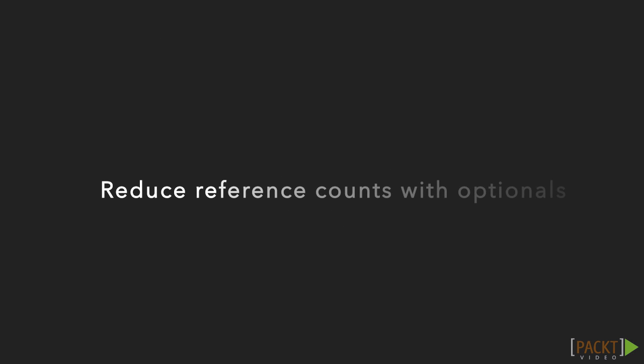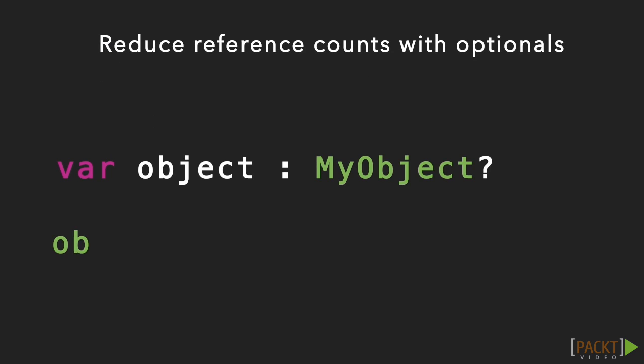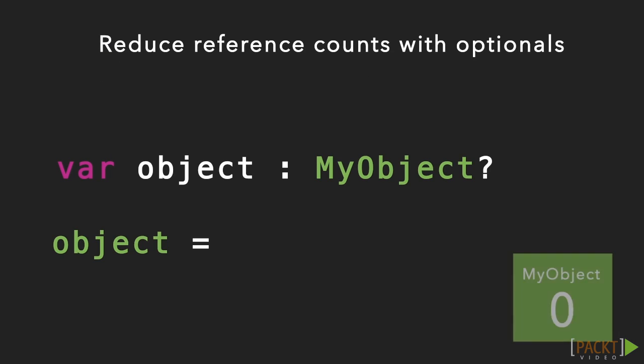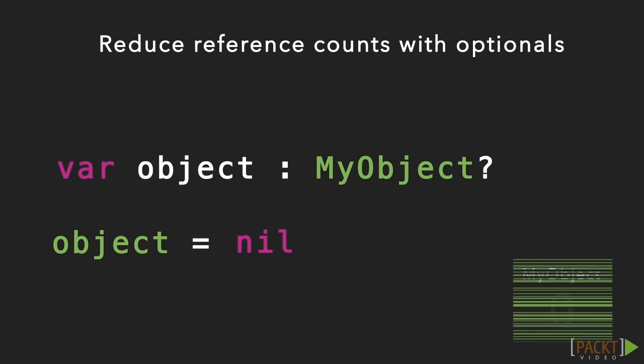2. Reduce reference counts with optionals. Optionals allow you to set your object's value to nil, which lowers the reference count of classes. Setting your objects to nil when you no longer need them is the easiest way to clean up memory. This works hand in hand with ARC. As you set your unused objects to nil, your instance's reference count decrements. When your counts reach 0, of course, ARC will deinitialize and free up memory.